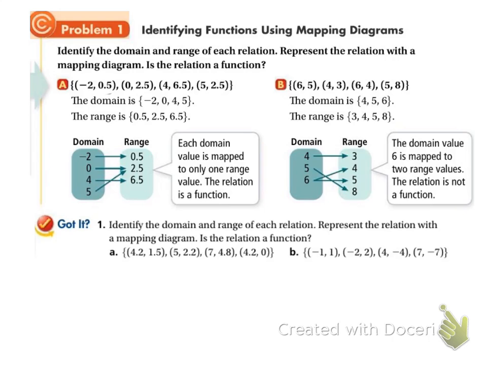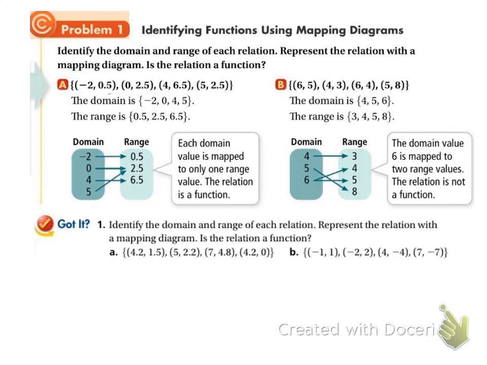If you look at the one on the right, in our mapping diagram here, you can see that 6 goes with 4 and 6 goes with 5. So this is not a function, because 6 needs to always go to the same number. It can't go to 5 and go to 4.